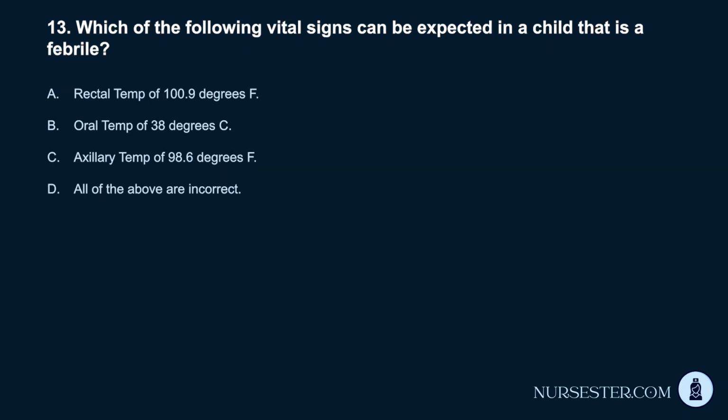13. Which of the following vital signs can be expected in a child that is febrile? A. Rectal temp of 100.9 degrees Fahrenheit. B. Oral temp of 38 degrees Celsius. C. Axillary temp of 98.6 degrees Fahrenheit. D. All of the above are incorrect. Correct answer, C. Axillary temp of 98.6 degrees Fahrenheit.